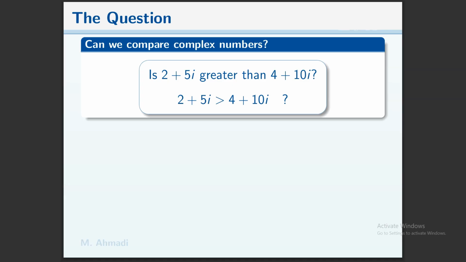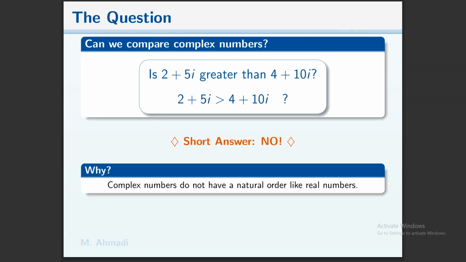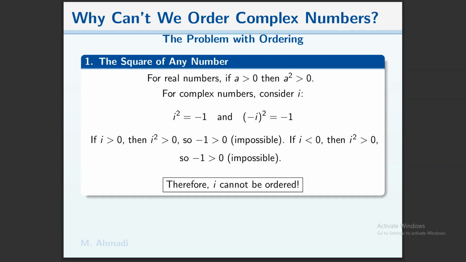Can we compare complex numbers? Is 2 plus 5i greater than 4 plus 10i? Short answer, no. Why do complex numbers not have a natural order like real numbers? Why can't we order complex numbers?